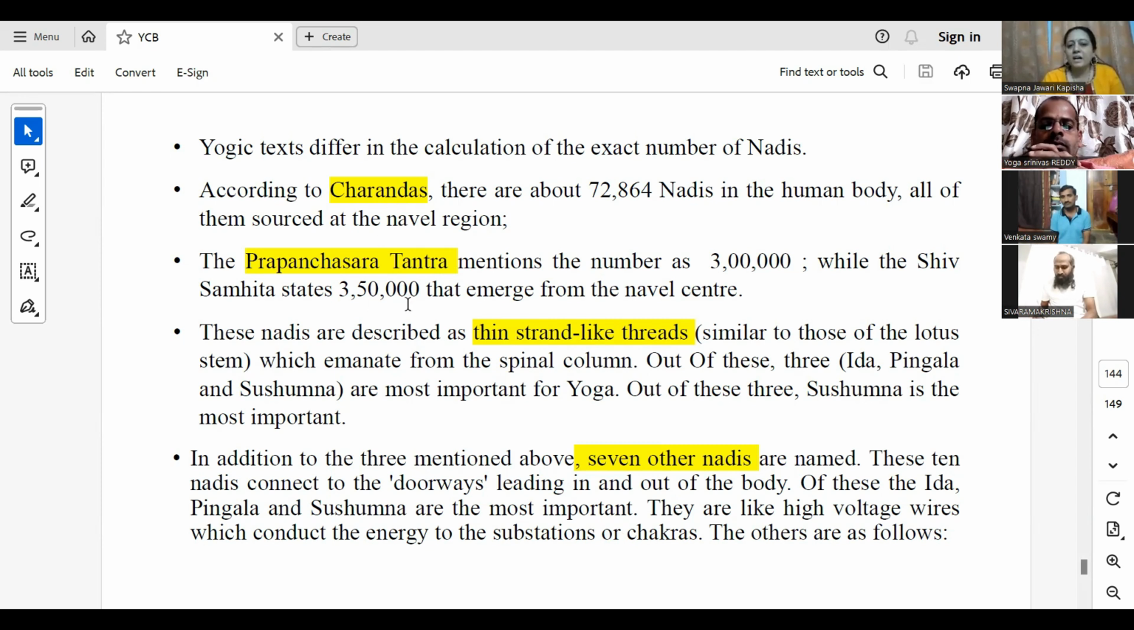Whereas in Prapancha Sara Tantra, it has been mentioned that 3 lakh nadis are available. Whereas in Shiva Samhita, it has been stated that 3,50,000 nadis are there, and they emerge from the navel center. So how does a nadi look?